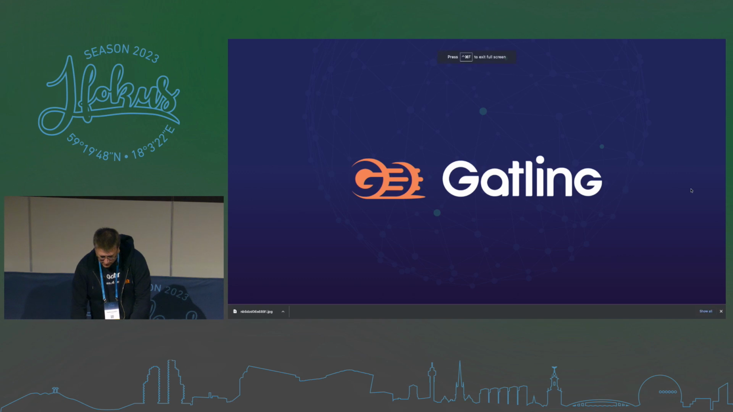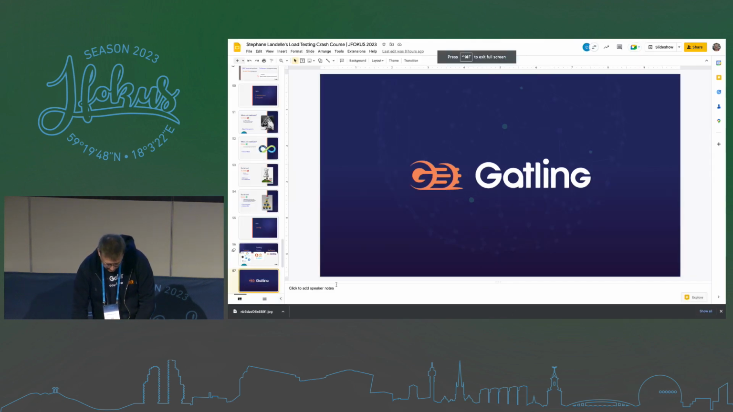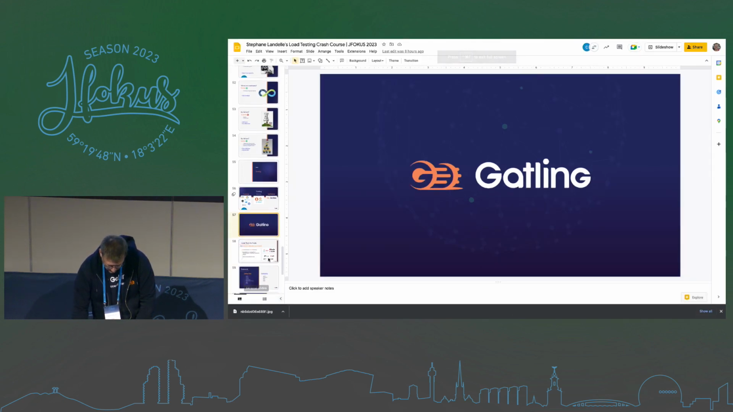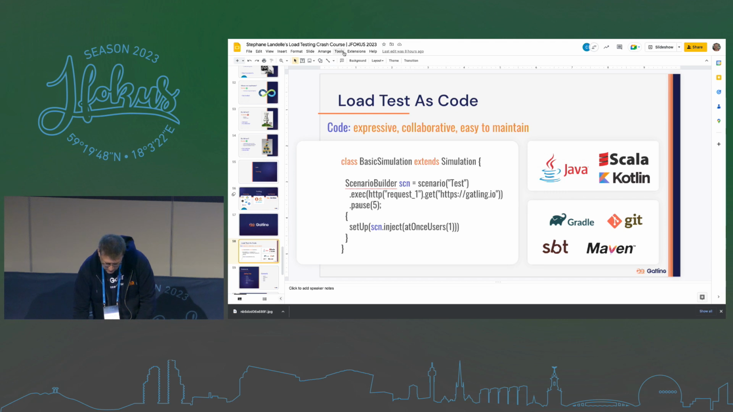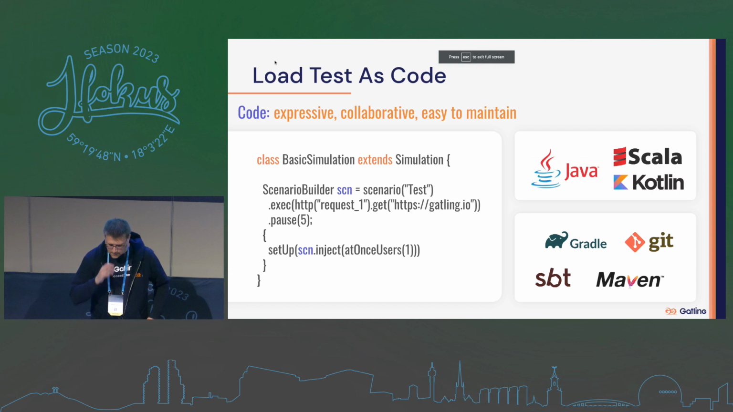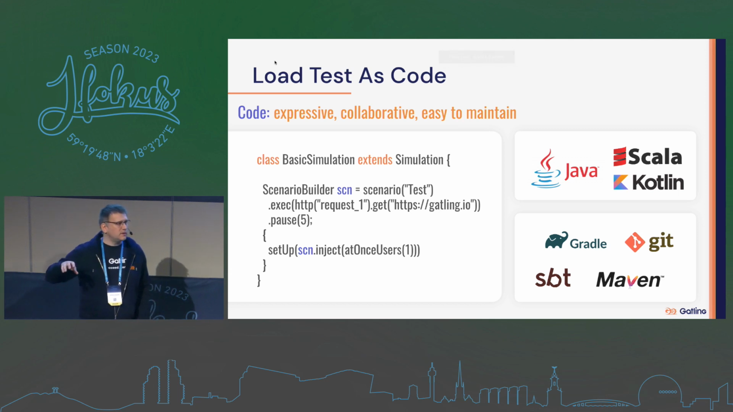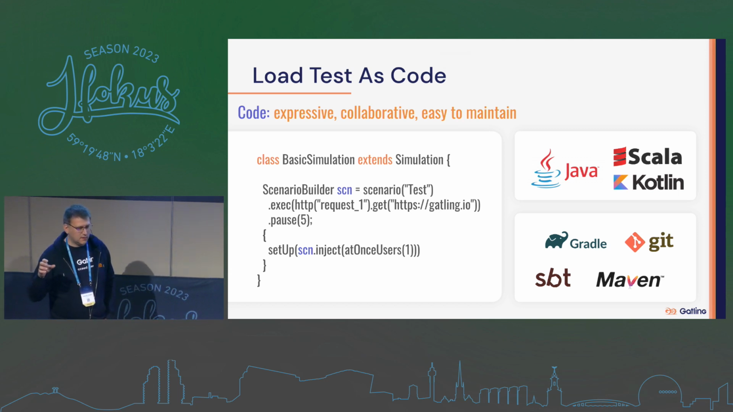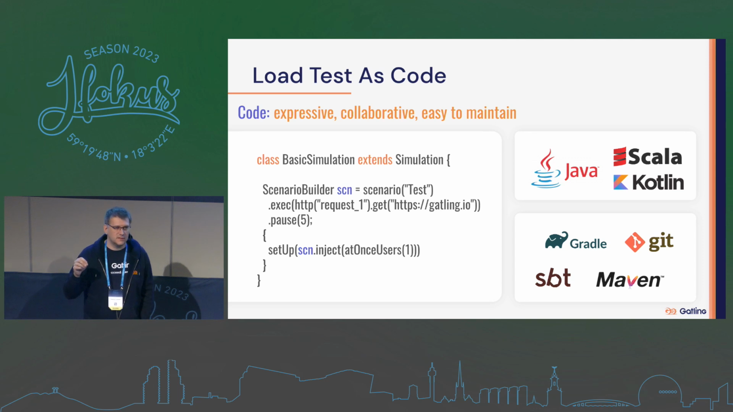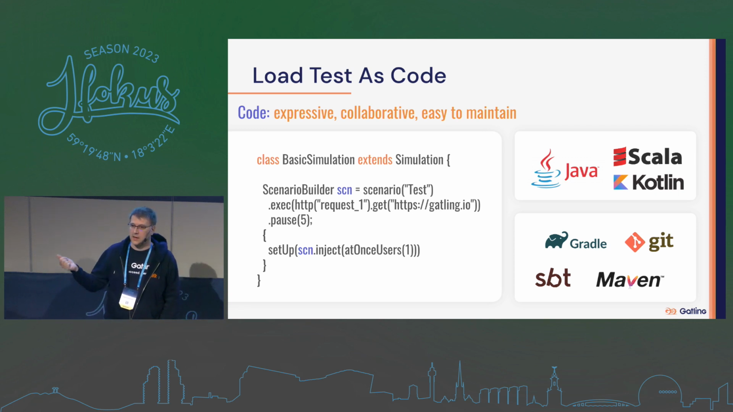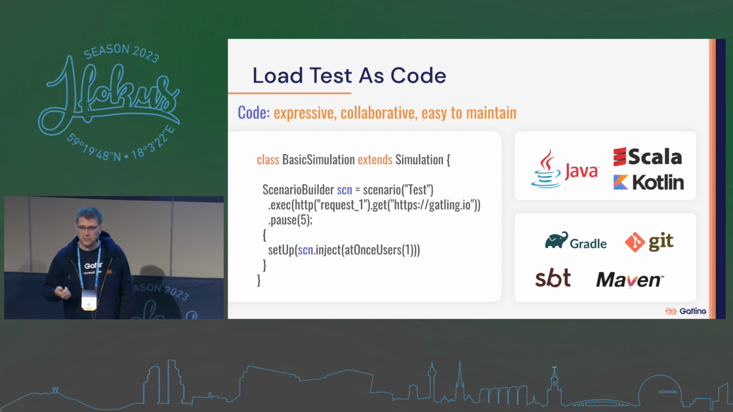Let's have a look at how Gatling works. Oh, sorry, I have a few slides. So Gatling is quite opinionated. Gatling is about crafting load tests with code, not with a graphical user interface. Our point is that, in our opinion, code is expressive. It's easy to collaborate on. You can easily have reviews from your peers from a pull request, and it's easy to maintain.